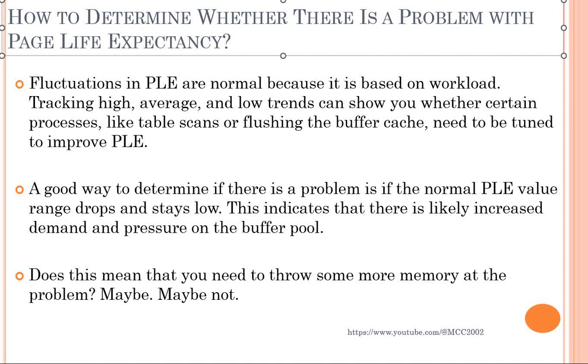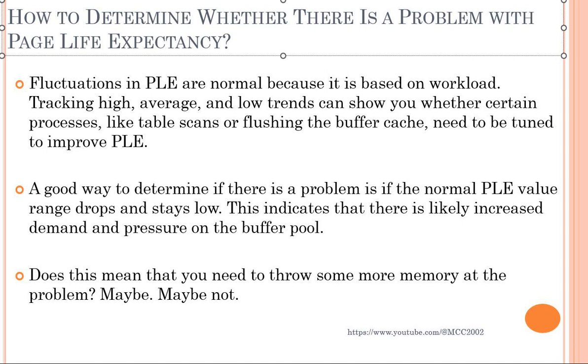Hello friends. So the next question on PLE is how to determine whether there is a problem with the PLE, that is, page life expectancy. A PLE problem basically depends on the load and the queries. If the PLE goes down below 300 seconds, then this is a problem. There is a load. So that is the first stage to determine that.